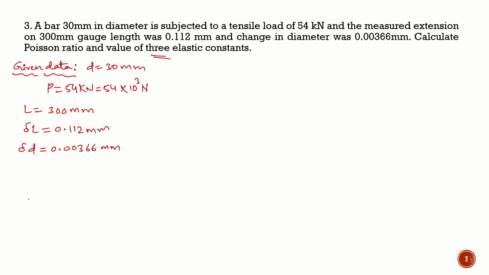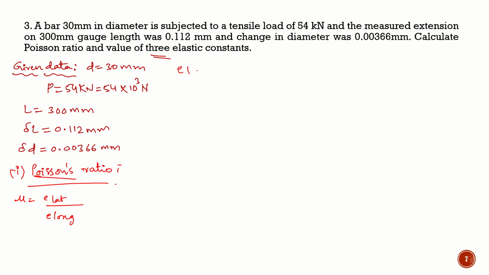So our first heading is calculation of Poisson's ratio. So how do we calculate the Poisson's ratio? Just now we discussed the formula, right? Poisson's ratio is lateral strain by longitudinal strain. So we have mu is equal to E lateral by E longitudinal. So initially, what is E lateral? Change in dia by original dia. E longitudinal is change in length by original length.